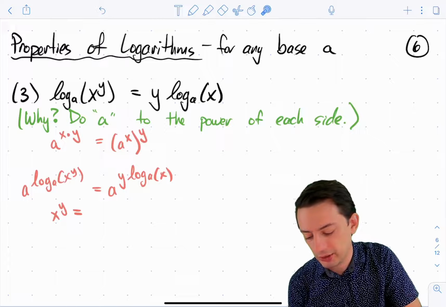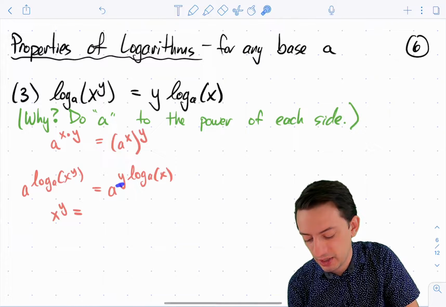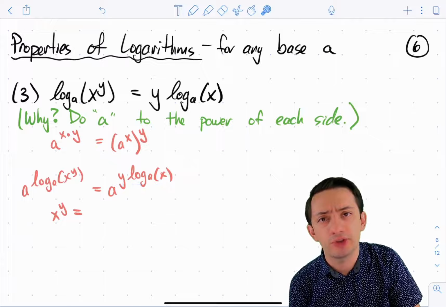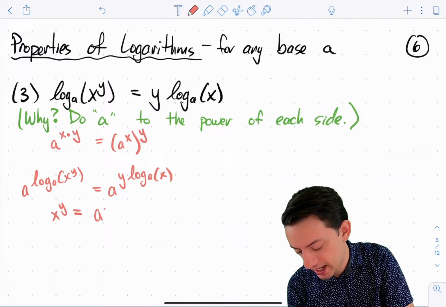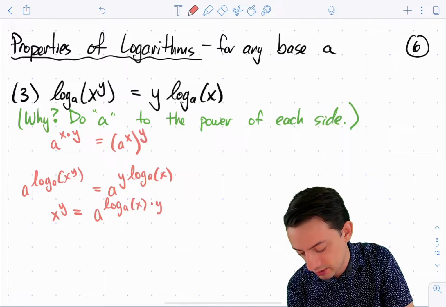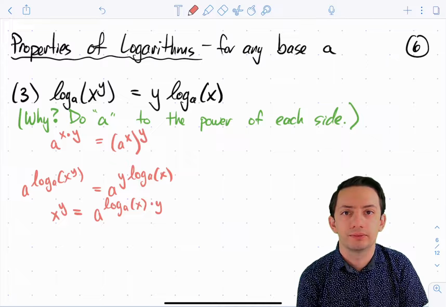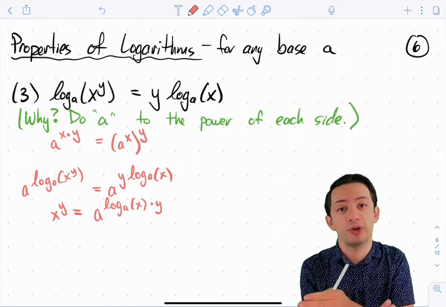Well, what I'm going to do now is realize this is just multiplication. This is just y times another thing. And I can always reverse the order of multiplication. So let's write this as a to the log a of x times y. All I've done there is taken one thing times another and switched the order.